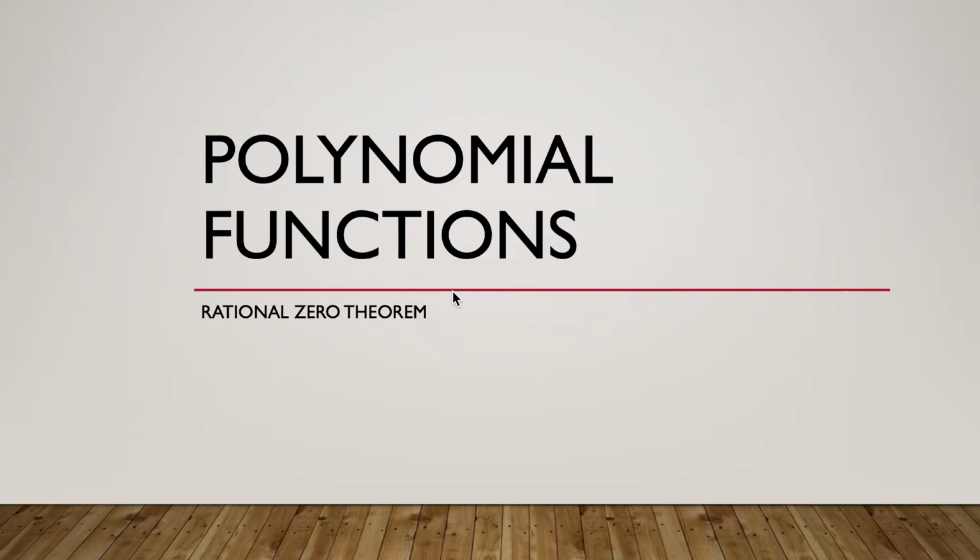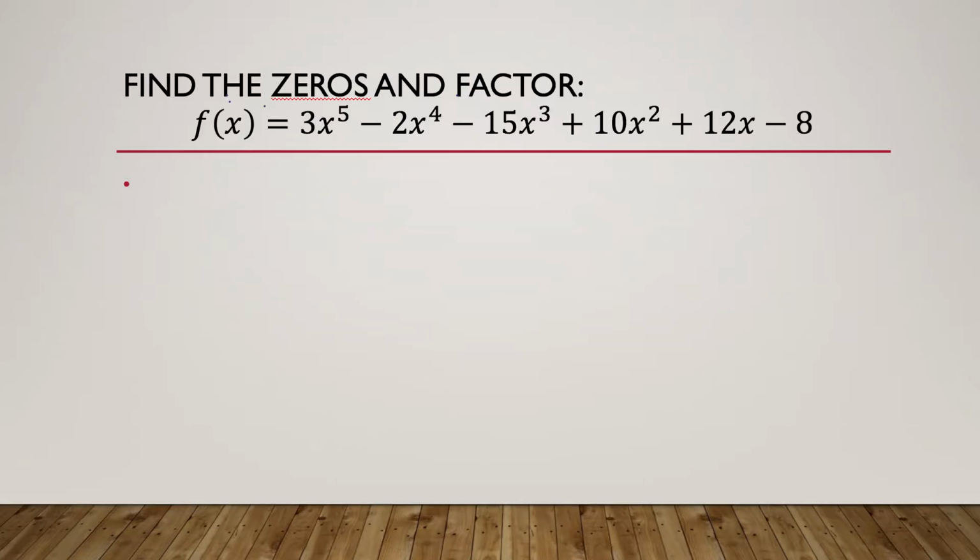Okay, so we're back with the second part of this section. We're still going to talk about the exact same procedure. I just want to show you another example. So our example this time for solving a polynomial function using the rational zero theorem looks like this. So directions are the same. Find the zeros and factor.